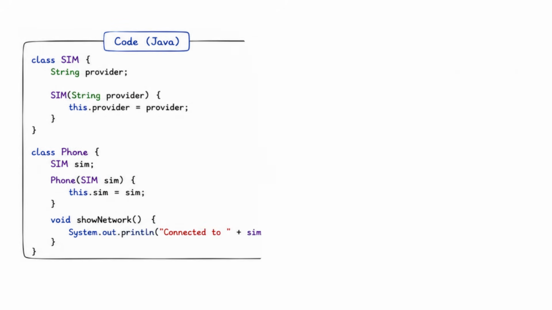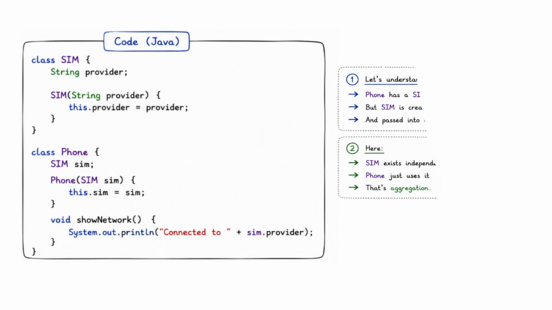So let me show you the code. There are two classes, SIM and Phone. Phone has a SIM, but the SIM is created outside the phone and passed into it. Again, phone has a SIM, but the SIM is created outside the phone and passed into it. So the SIM exists independently and the phone just uses it, that's aggregation. So it's a weak relationship between two objects.